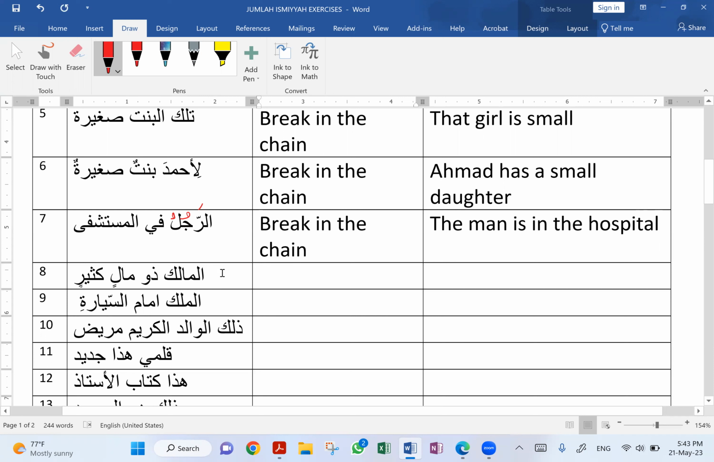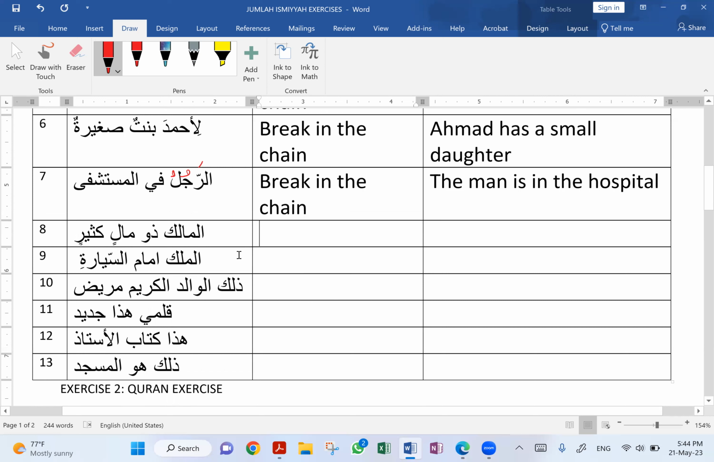So we can say the khabar may be hidden. You will find mahdhuf; yes, the khabar is mahdhuf in this case. الرجل قائم في المستشفى: the man is standing at the hospital. So the standing, which would be the khabar, is mahdhuf, it's not mentioned. Or الرجل موجود, present, في المستشفى. Things like that. So that's how Arabs understood Jumla Ismiyyah.